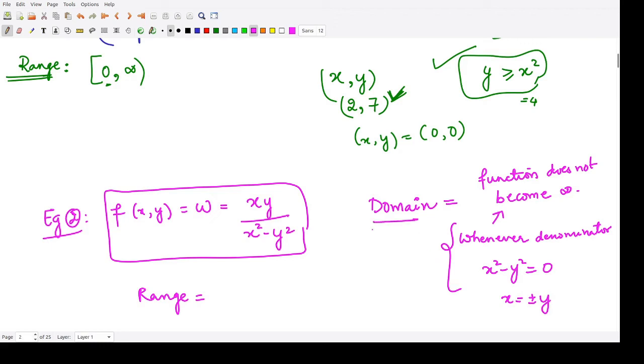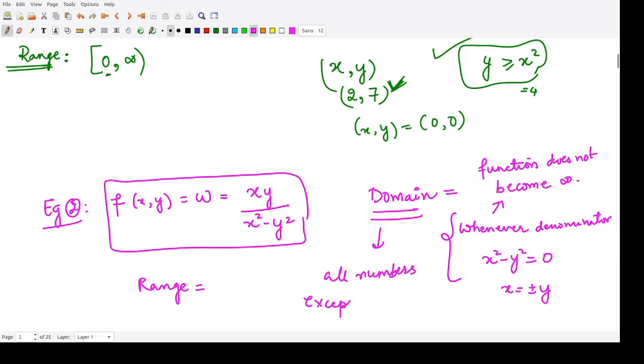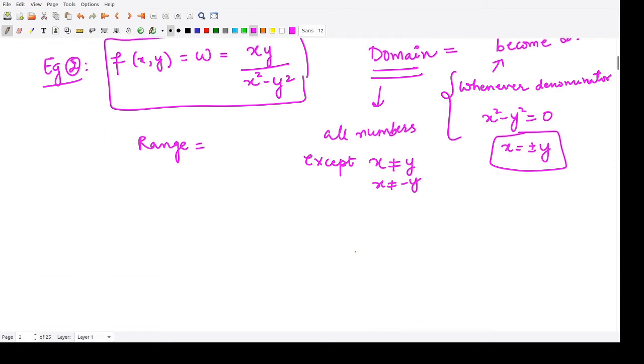So that means for the domain, you could have all the numbers except this: x should not be equal to y and x should not be equal to minus y. So this is your domain. And what would be the range? For range, we could have all real numbers. So whenever you input all the real numbers here except these numbers, you would have all the real numbers here. So our interval of range would be minus infinity to plus infinity, right?